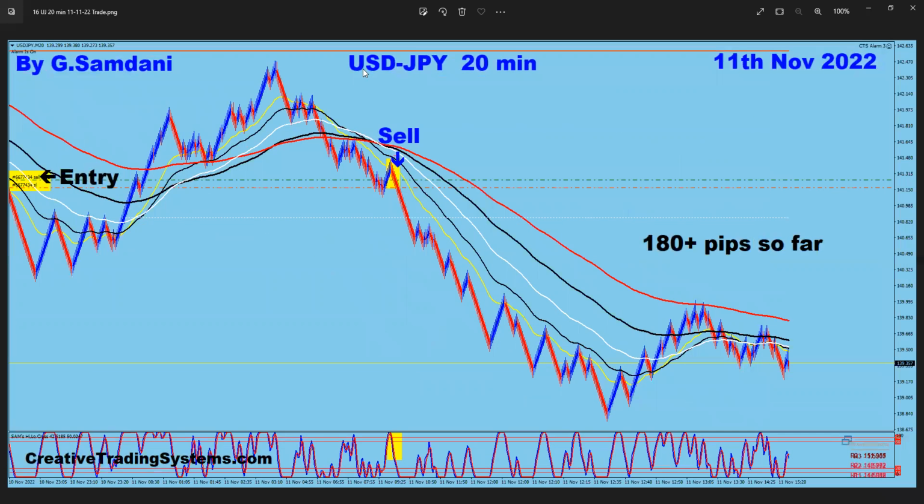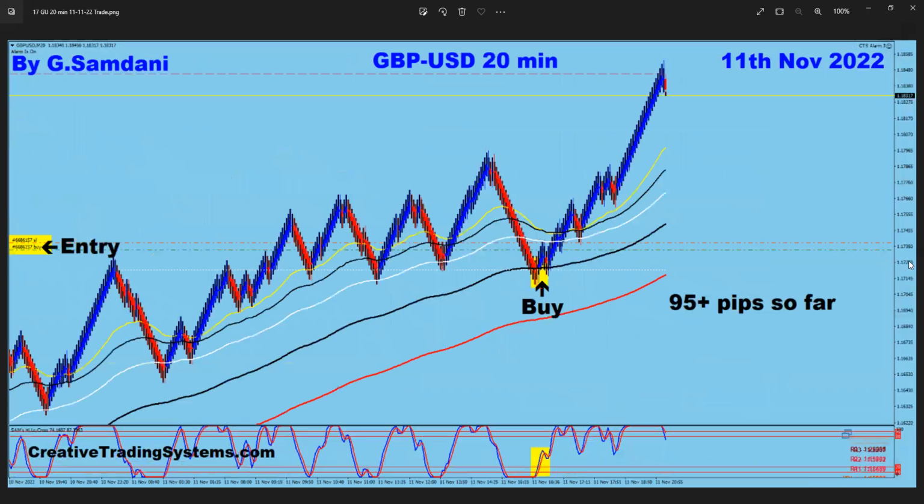On the 11th, UJ sell order for 180 pip. I shrank the candles because the whole thing was not coming on the page. And last but not least is GU on the 11th, buy order for 95.